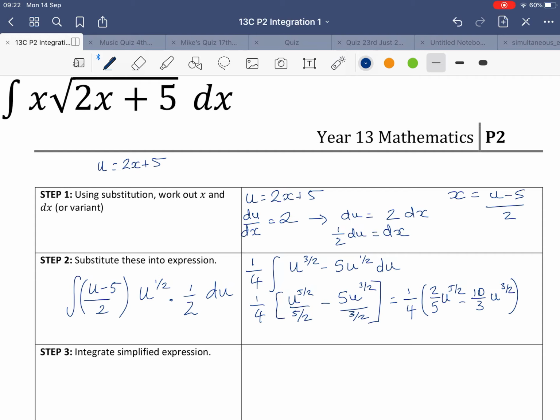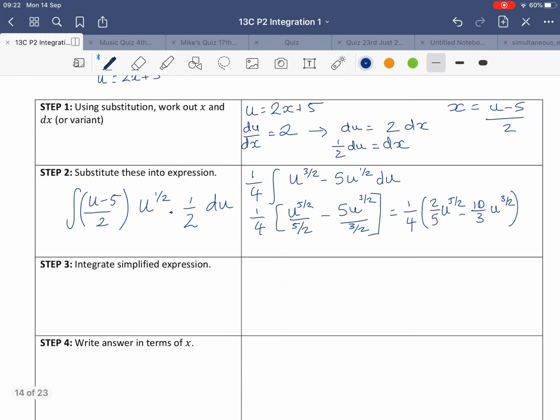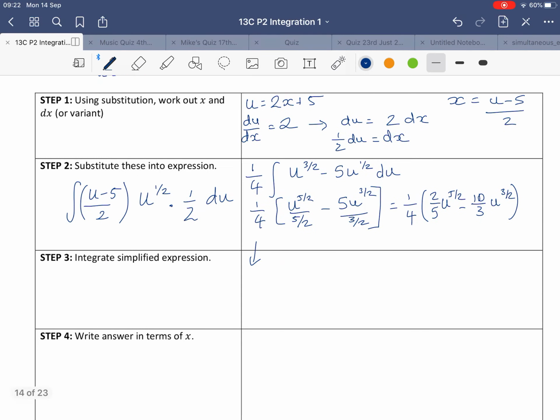Finally, I'm not quite finished, because my question was a question in x, so I need to go back and replace my u's with my x's again. I should have done that in this box here. The answer must be in terms of x, so I'm now going down here.